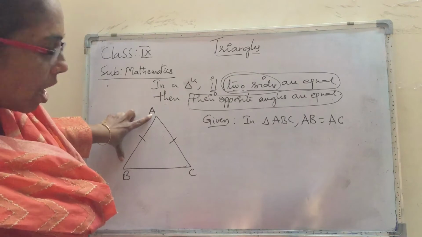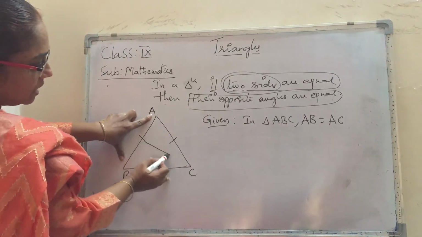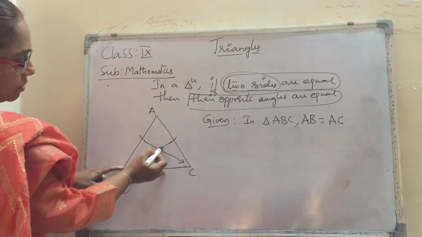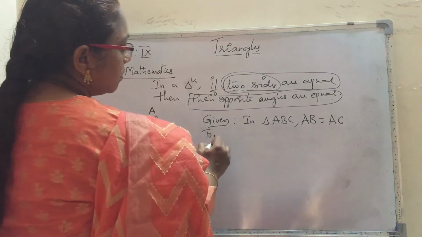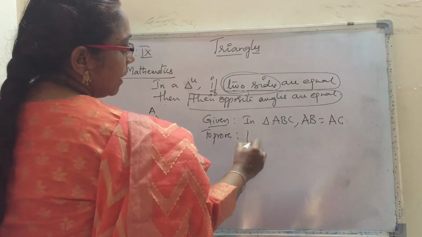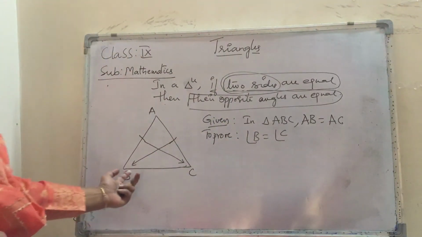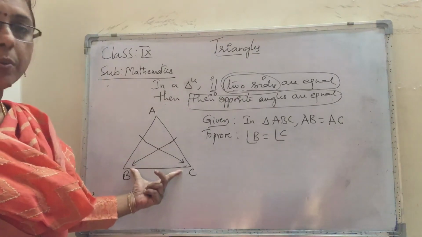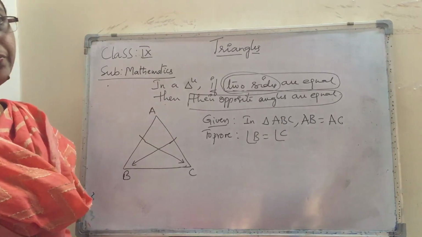What is the angle opposite to this side AB? Opposite to side AB is angle C. And what is the angle opposite to side AC? Angle B. So what we have to prove? This angle B and angle C are equal. These two angles which are opposite to the equal sides, those two we have to prove equal. Is it clear, children? What is given? What we have to prove?